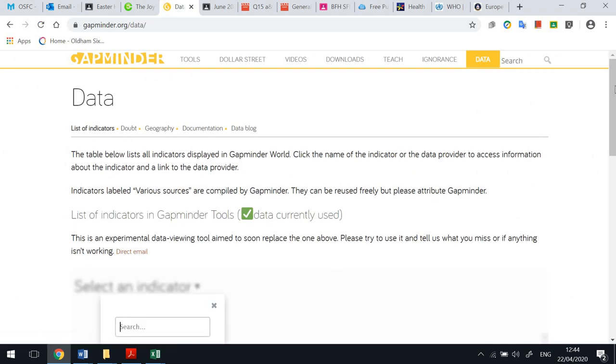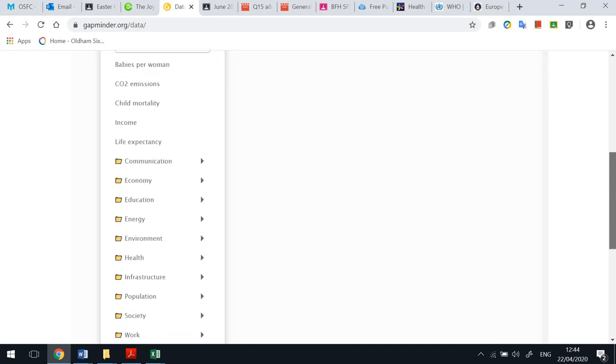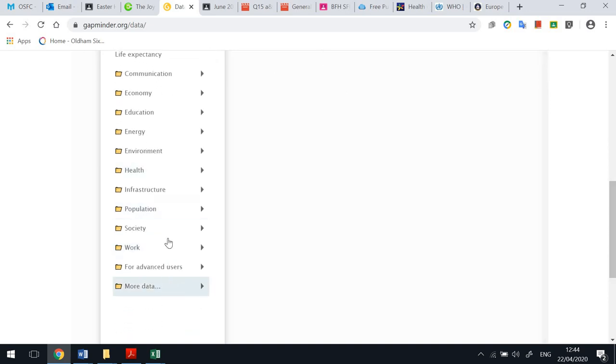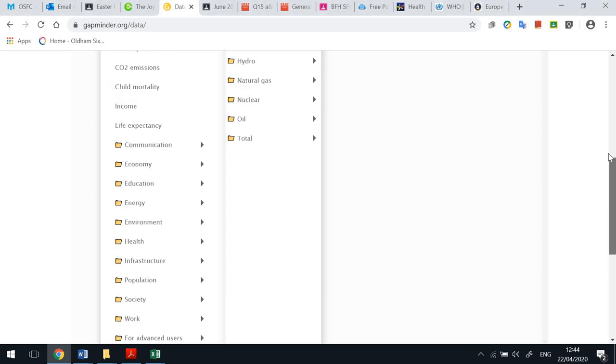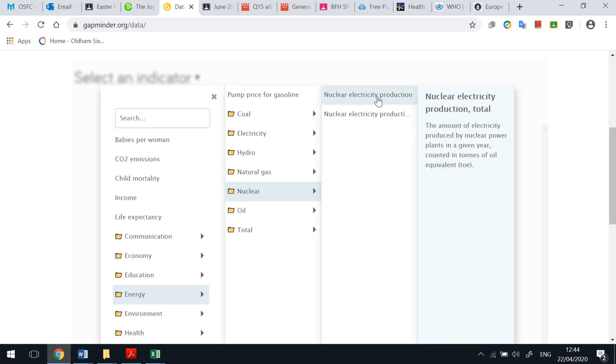this website has a load of different data that is used to make these different graphics. It's about health, about education, about different parts in society. And the one that I've looked at is energy. And I've looked at the nuclear energy, and I've downloaded this file, nuclear energy production.